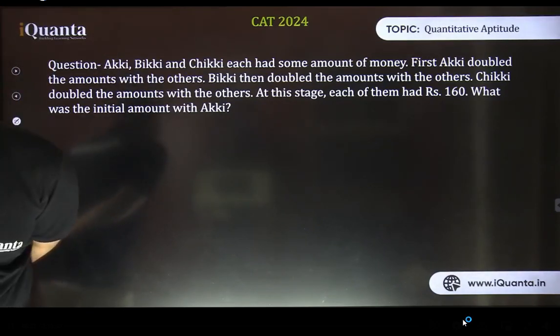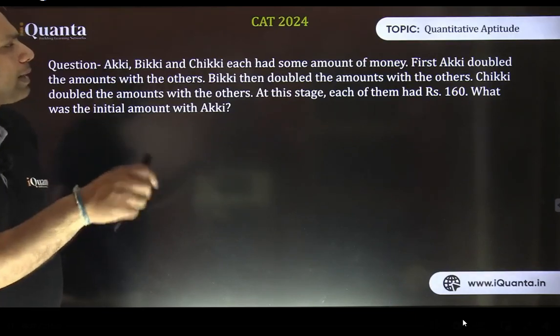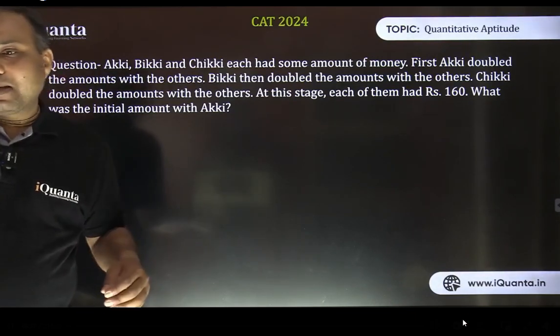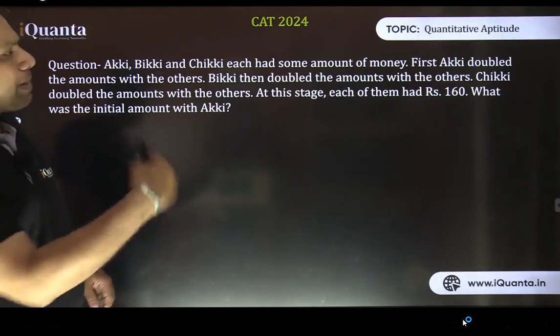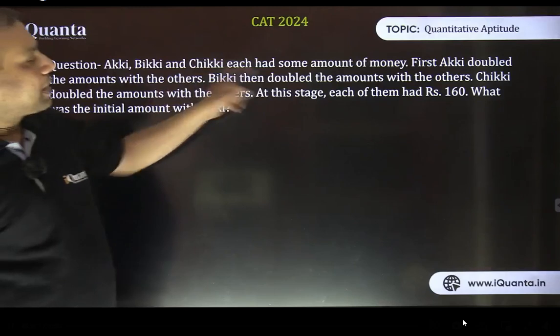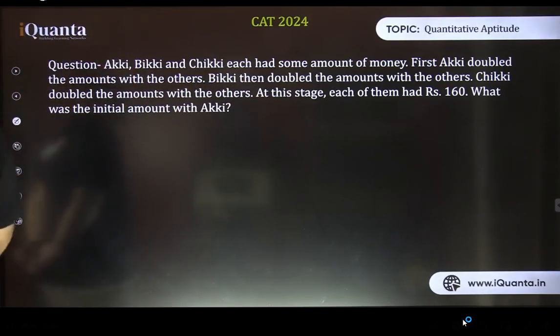Yes, Kashish is asking what double the amount with others means. It means he's not doing magic; Aki is doubling the amount of others by giving money from his own pocket. First Aki doubles the amount with others, then Biki does the same thing, then Chiki does the same thing.